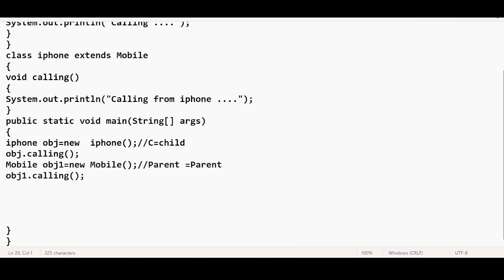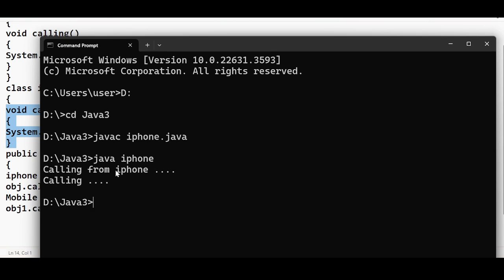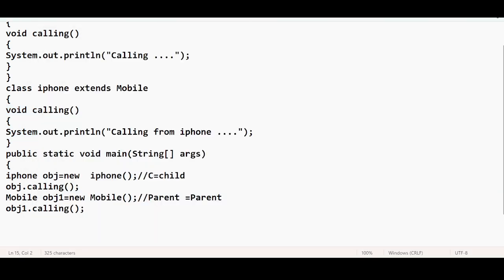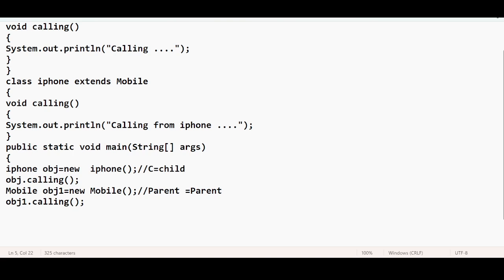There is no rocket science here. Obj dot calling, the respective method of obj, obj is of iphone type. So this calling method is executed. That's why the first output is calling from iphone. Second is calling. Why calling? obj1 dot calling. obj1 is of what type? Mobile type. What is the logic inside the Mobile type calling? Only calling. So far so good.